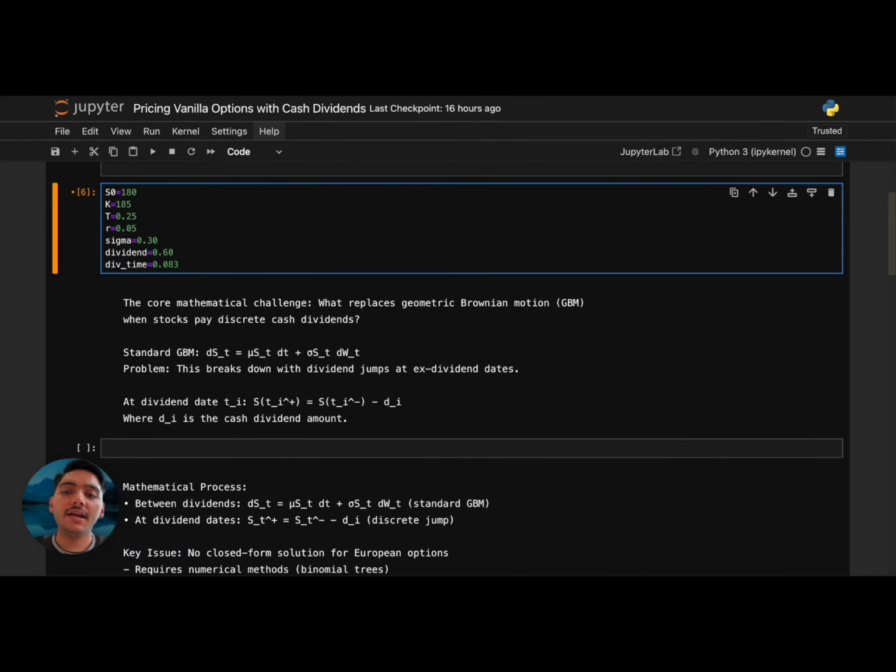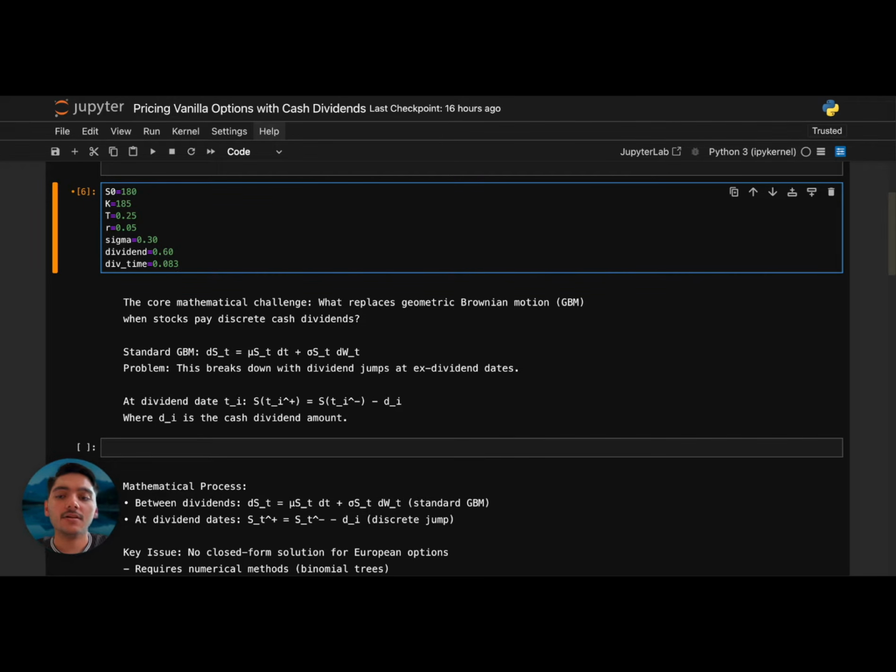So let me paint a picture in front of you. Say Apple trades at $180, and they announce a 60-cent quarterly dividend, and you own a 185 call expiring in 3 months. The simple question is, what should you pay for the option today, knowing that the dividend is coming? Most people think that is basic finance, but it's not. There are several completely different mathematical approaches, and they can disagree 5 to 15% on the same option, sometimes much more in extreme cases.